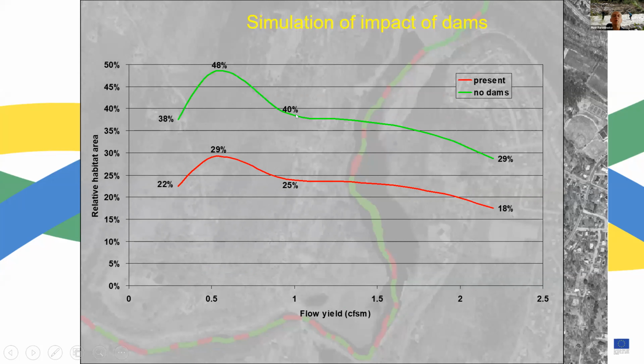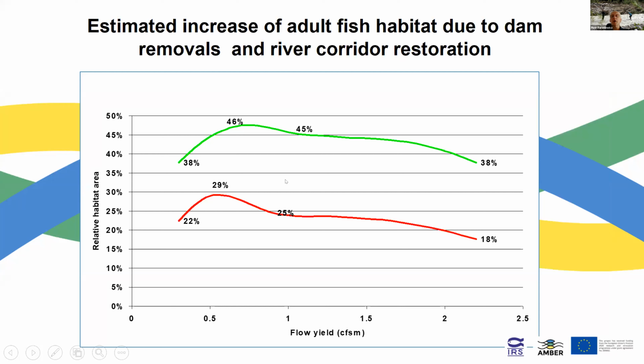Like here on the Quinebaug River, we've noticed that if we removed all the unnecessary impoundment, we would double the amount of habitat. The other thing that you can do is make all kinds of restoration analysis that you are modeling in the GIS or in the software.